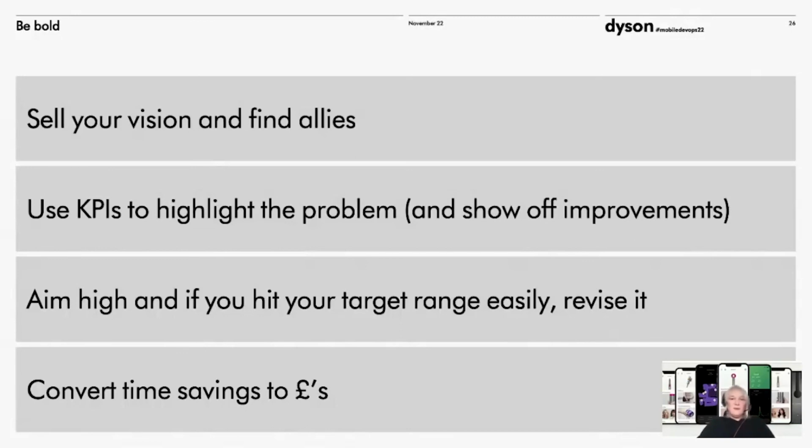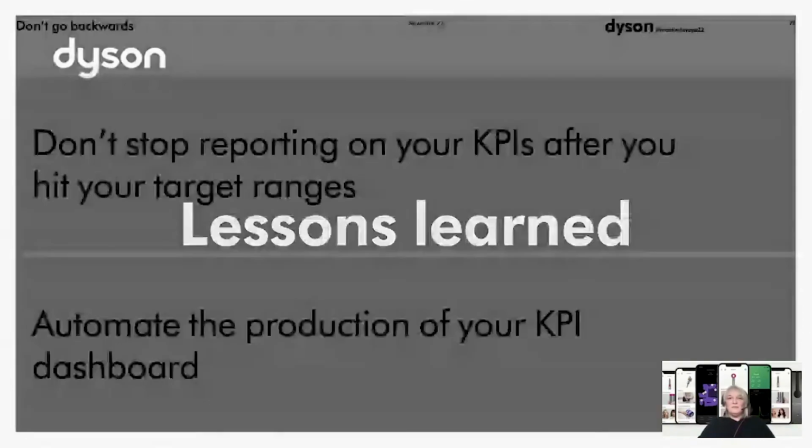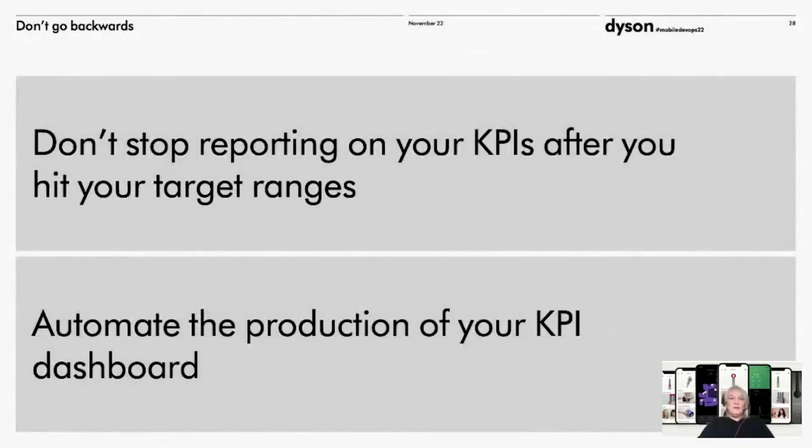When you're setting your KPIs, aim high. If you hit your target range easily, then revise it. And then the other thing, which I spoke about before, is convert your time savings to pounds, because money talks. So we learned some lessons along the way, and two key ones. The first one is, don't stop reporting on your KPIs after you hit your target ranges. This is something which never really ends.